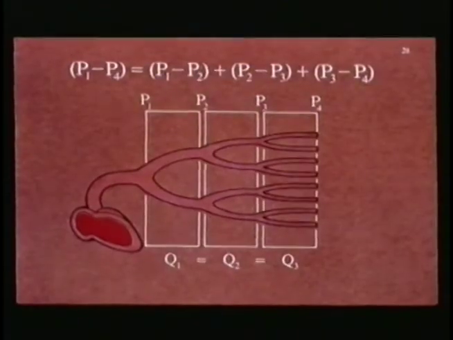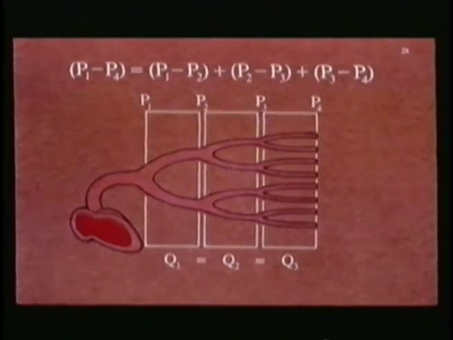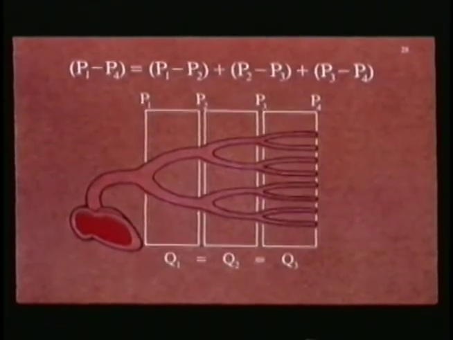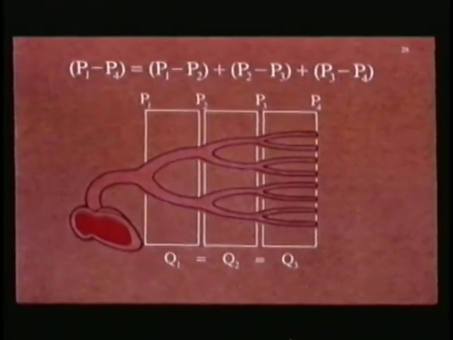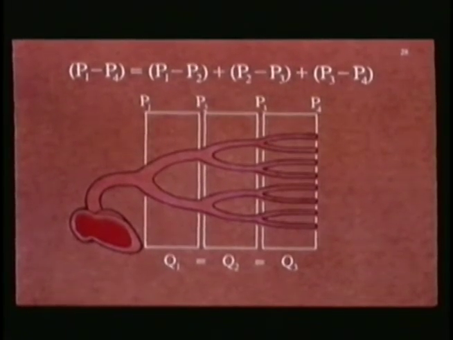28. When generations of parallel vessels are arranged in series, each contributes a fraction of the total pressure drop. In this example, the total pressure drop, P1 minus P4, equals the sum of the individual pressure drops, P1 minus P2, P2 minus P3, and P3 minus P4. The total flow, Q, is the same through each generation.